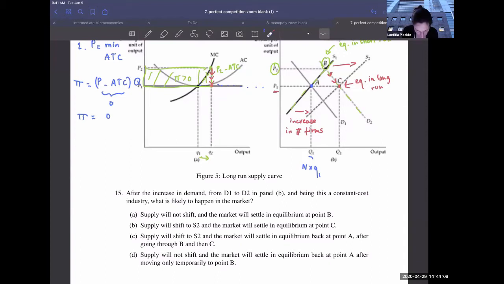Let's check the other ones. Option C: supply will shift to S2 and the market will settle in equilibrium back at point A, okay? So it's not possible to get back to point A. Why? Because our new demand is D2, okay? So our new demand is going to determine the new equilibrium. And option D says, supply will not shift and the market will settle in equilibrium at point A. Okay, so that's not possible either. In the long run, we allow firms to enter the market. Okay, so the answer here is B.